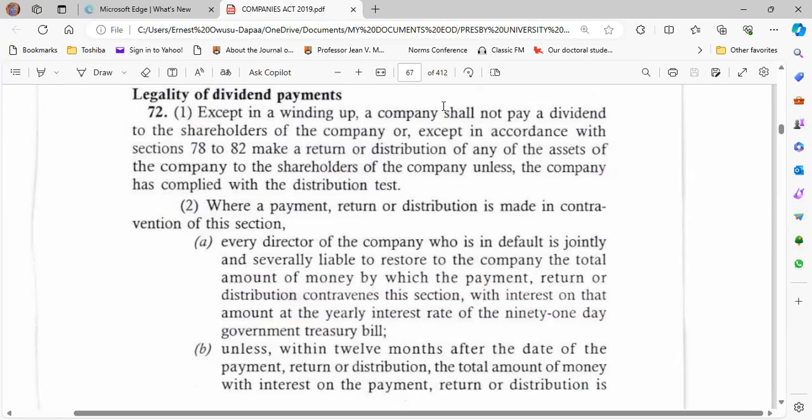So the criteria for payment of lawful dividend is the distribution test. In other words, if we can make a determination as to whether dividends the company has paid was done legally, was done lawfully, we must find out, did the company meet the distribution test? And the question is, what is a distribution test?